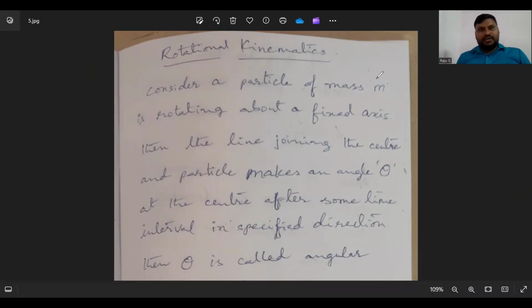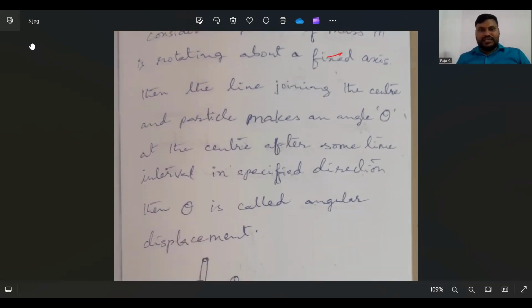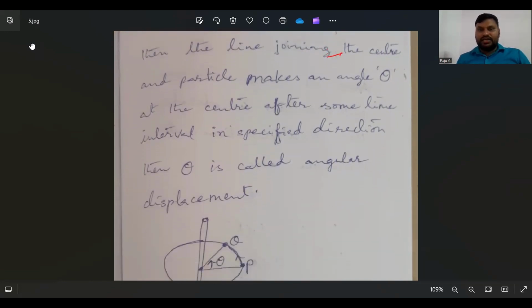In this class, we will discuss rotational kinematics and moment of inertia. Consider a particle of mass m rotating about a fixed axis. Then the line joining the center and the particle makes an angle theta at the center after some time interval in a specified direction. Then theta is called angular displacement.